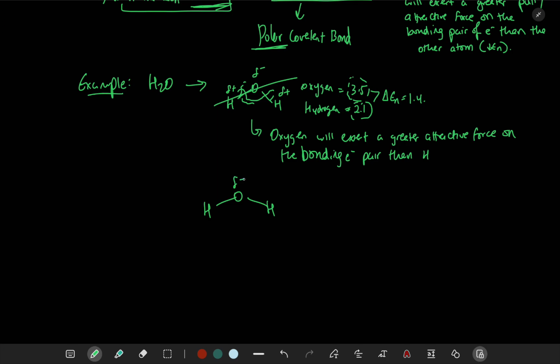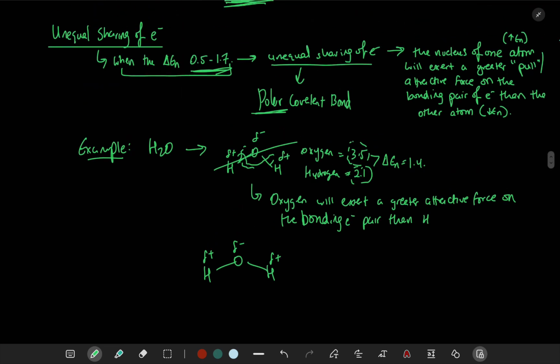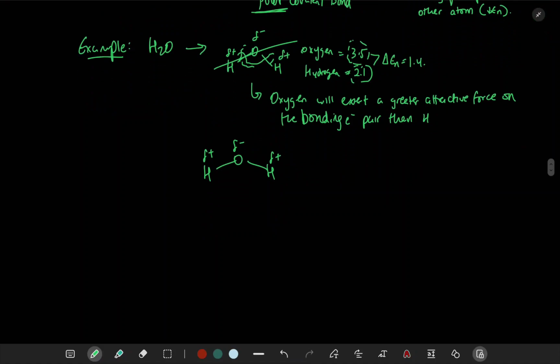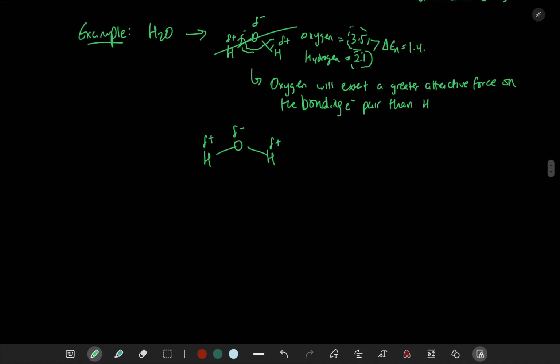So it's going to have a net negative charge. Hydrogen is going to get the electron density pulled away from it, so it's going to have a net positive charge. And so what's going to happen is, the reason this is called a polar covalent bond, right, due to unequal sharing, is because of the fact that the polarity of the bond is due to the slight separation of charge across the bond due to the unequal sharing. And that results in the presence of two poles at either ends of the bond.